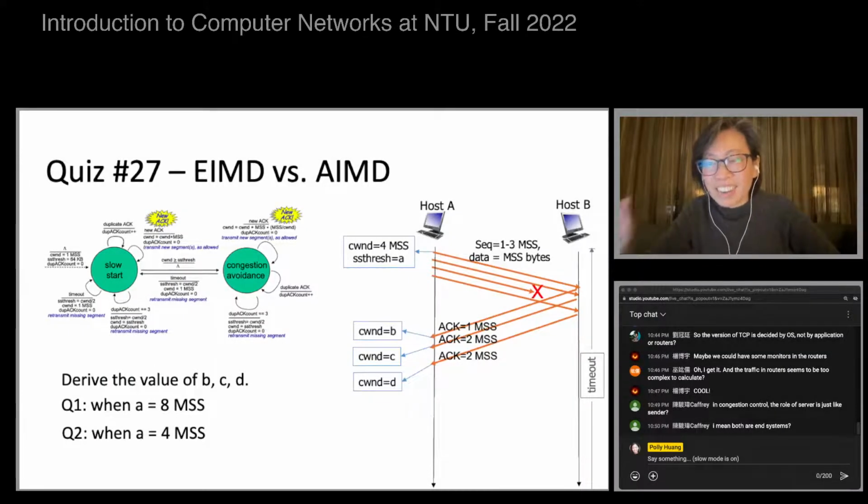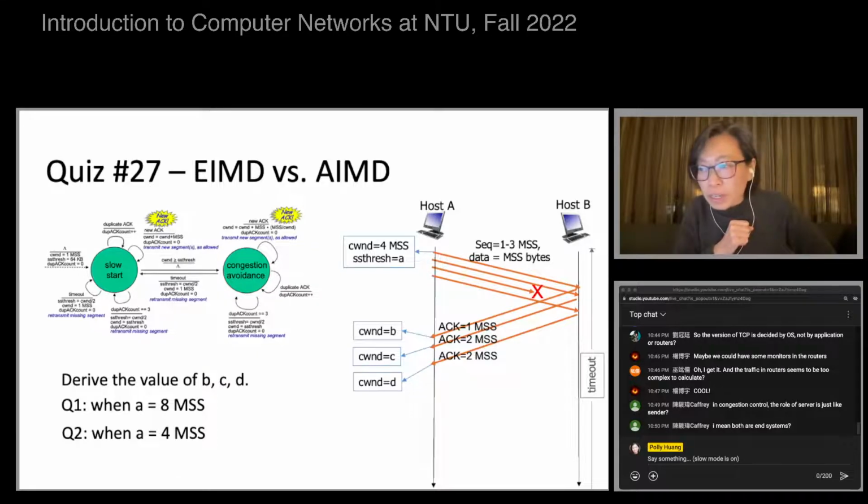All right, so I feel that the video was cut short somehow. Maybe it's my file screwing up a little bit. There are also events handling duplicate ACKs. Let me just add that part here. And now it's time to do quiz 27.